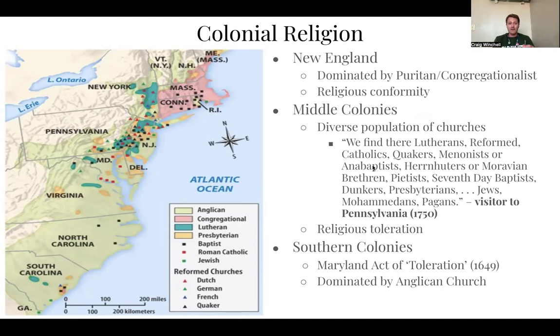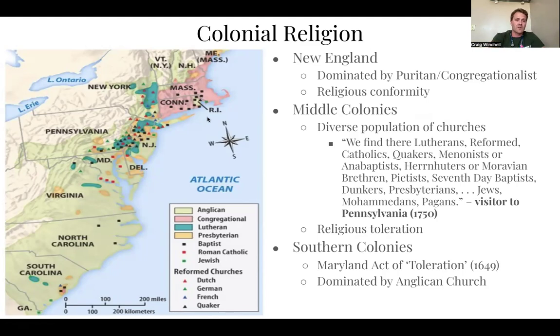As we know from class on Monday, the Middle Colonies have a massive diversity of religion. We see this cool quote from a visitor to Pennsylvania that says there's Lutherans and Reformed and Catholics and Quakers and Mennonists and Anabaptists and Hernhutters. I don't know what that is. Moravians, Brethren, Pietists, Seventh-day Baptists, Dunkers, Presbyterians, Jews, Mohammedans, which is Muslims, and pagans. People who don't even believe in God, right?